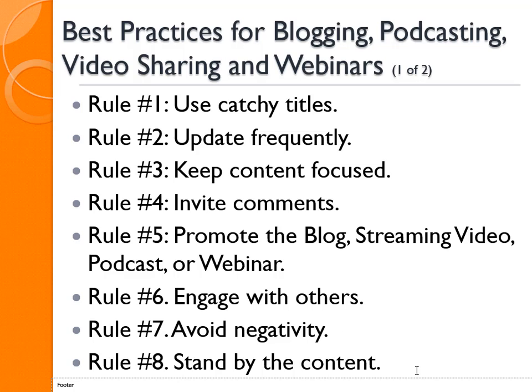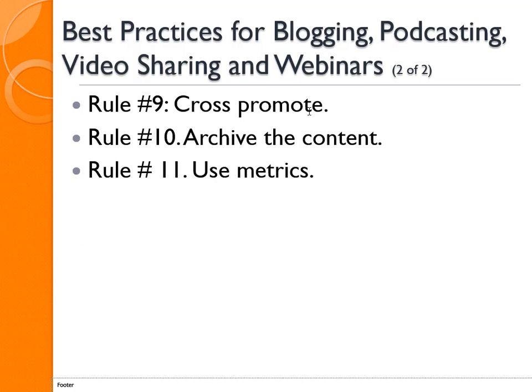If we go on to step 6 here, you want to try and make things as engaging as possible and get that interaction. That's what people are wanting to get when they're going to these different types of content. You also want to avoid any negativity that just turns people off. So make sure that your content is good and that you can stand by that content. You want to cross-promote again across these different types of areas.